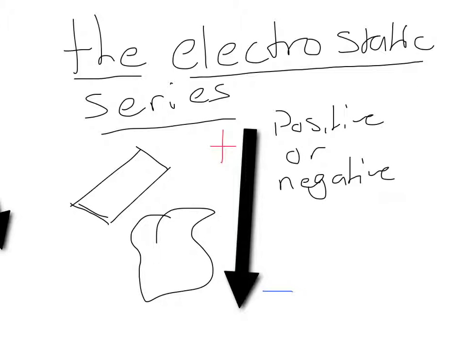So the ebonite is lower on the list, so it will become negative. The silk is higher on the list and would become positive. That is the use of the electrostatic series.